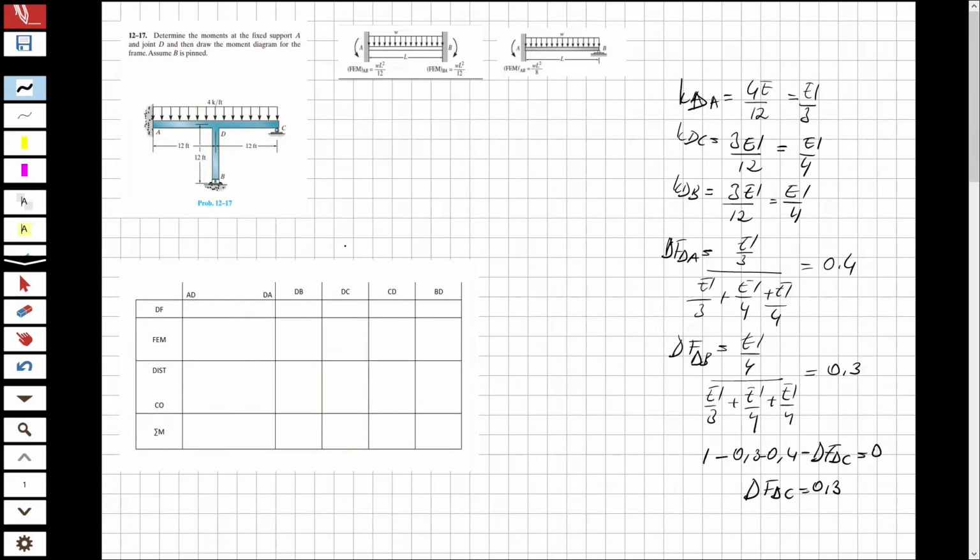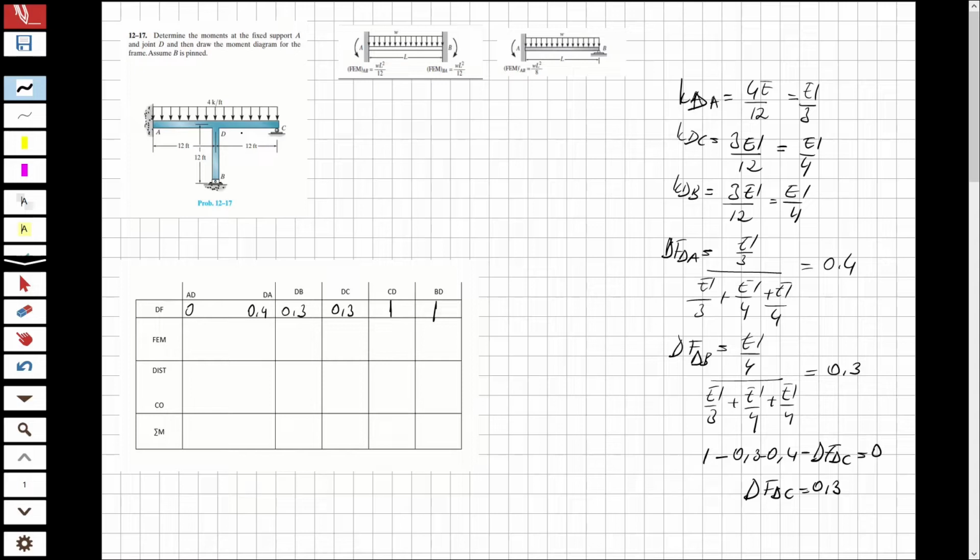So now let's write the distribution factors. For the fixed support, the distribution factor is 0, and for the pin supports at C and B, it is 1. And this one is going to be 0.4, this is going to be 0.3, and this is going to be 0.3.